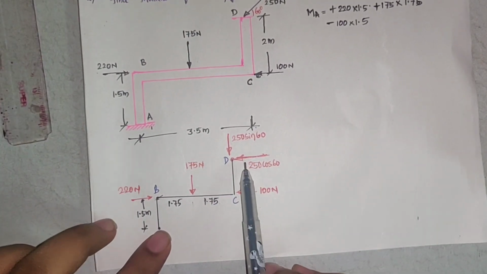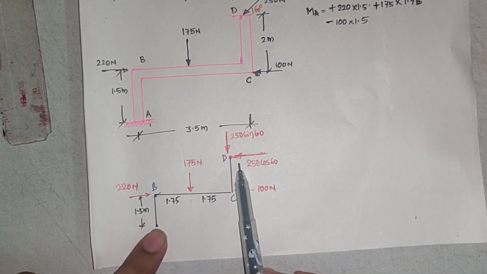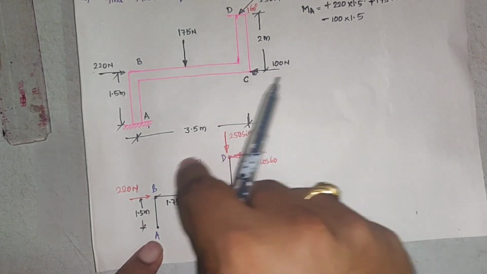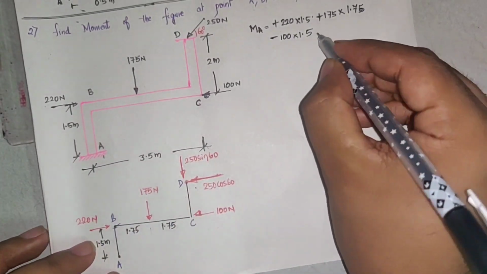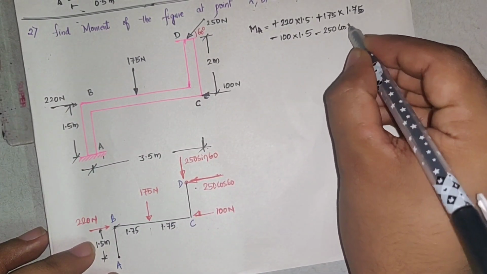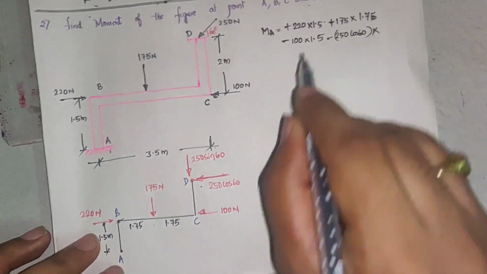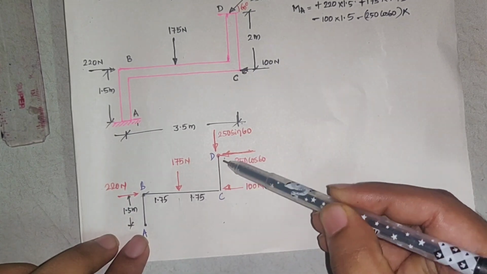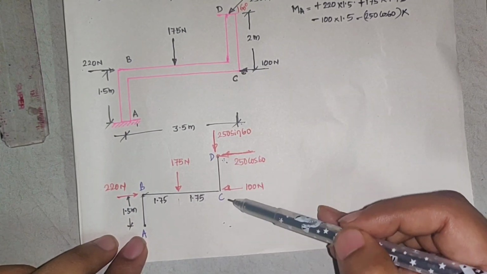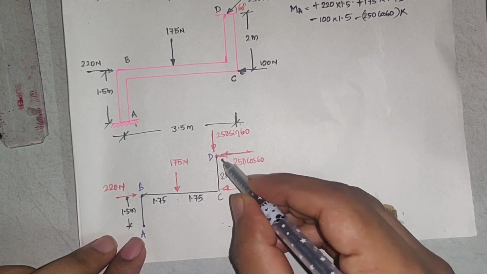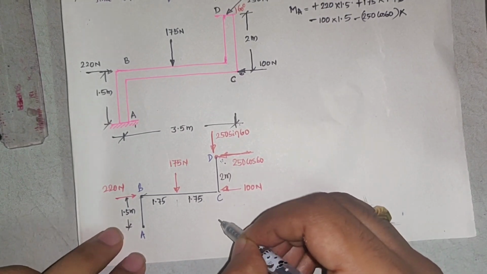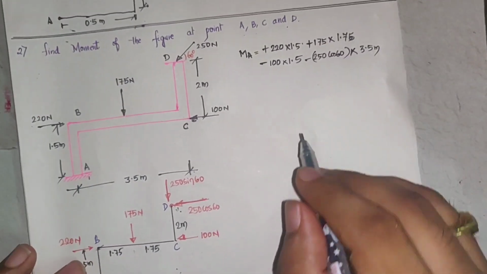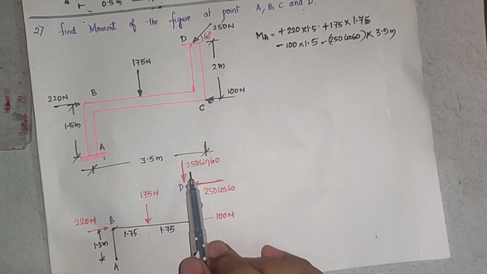Then what are the forces remaining? So 1 and 2. How is 250 cos 60 rotating about point A? It is also rotating anti-clockwise, so it is minus 250 cos 60 into the perpendicular distance. See the perpendicular distance for this force: from here to here it is 2 meters, and from here to here it is 3.5. So the distance is 3.5 meters. Then what is the force remaining? This, 250 sin 60.